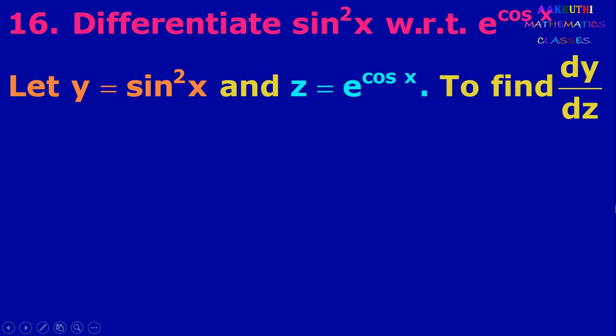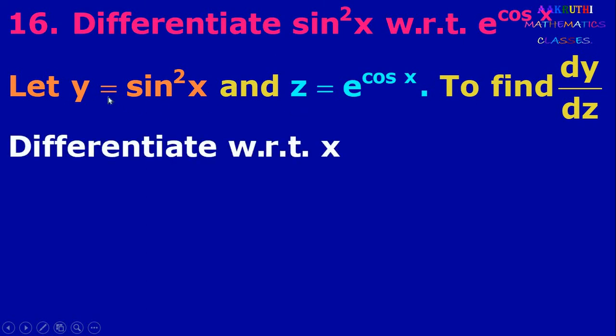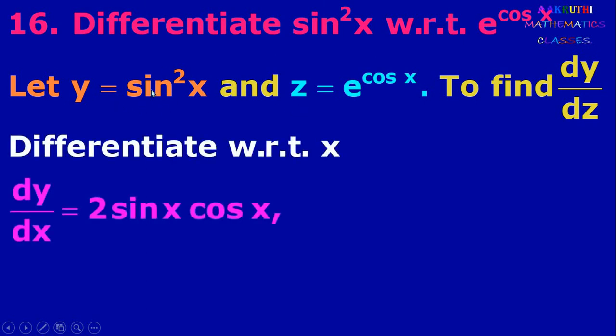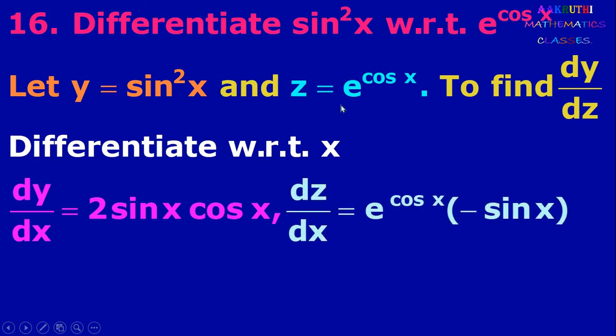Now here y and z are expressed in terms of x. So therefore, like parametric differentiation, first we find dy by dx and dz by dx. Then we find dy by dz. Now first we differentiate with respect to x. That is dy by dx equal to sin square x differentiation is 2 sin x, again sin x differentiation is cos x. And dz by dx: e to the power cos x differentiation is e to the power cos x, again cos x differentiation is minus sin x.